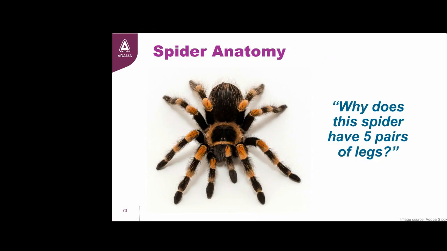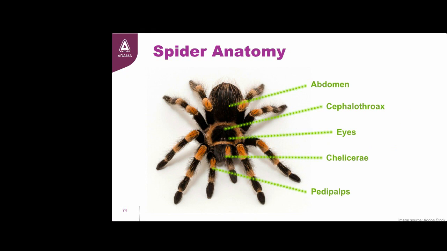A quick note on spider anatomy. I've gotten this question before. I think it's good to point out here. If you count the appendages starting at the spider's rump and going towards the face, you count 1, 2, 3, 4, 5 appendages. Why does this spider have 5 legs? When you take a look at the anatomy of a spider, you'll see that those appendages that kind of look like small legs towards its mouth, those are actually its pedipalps.